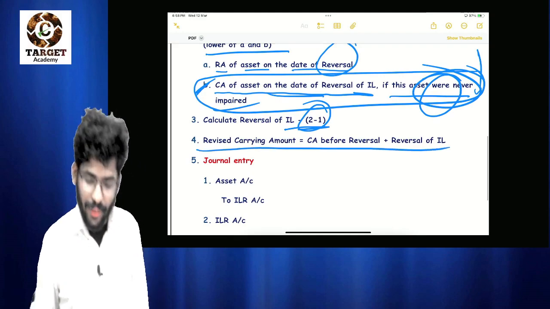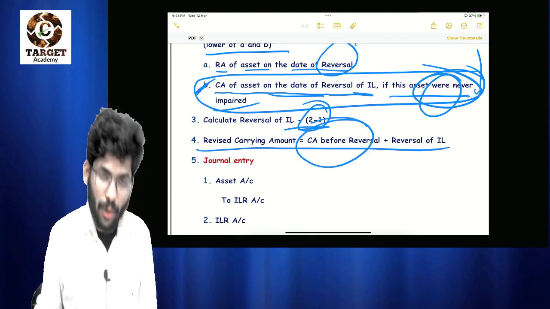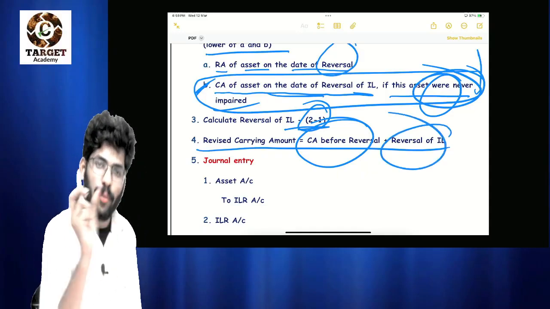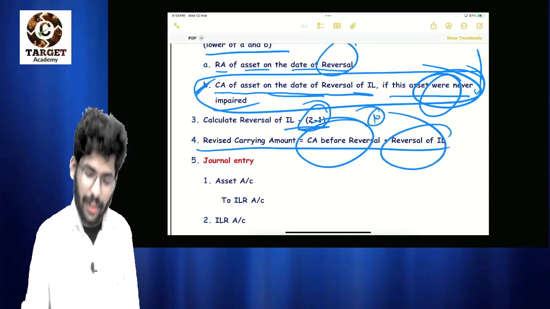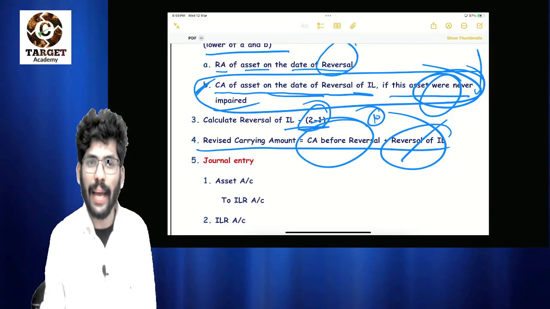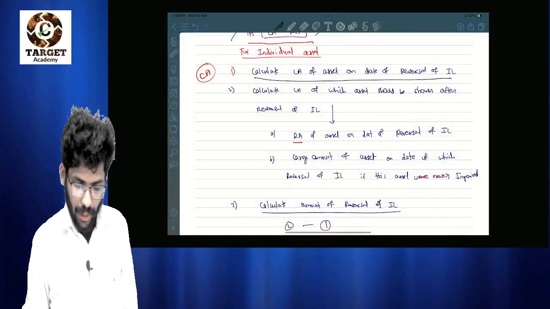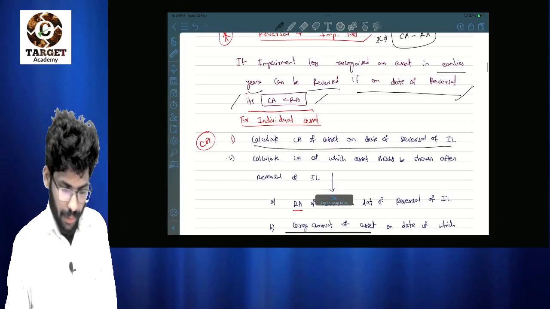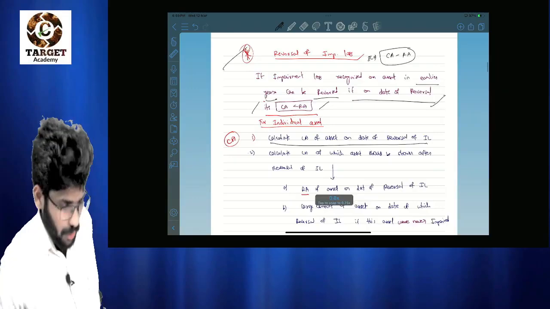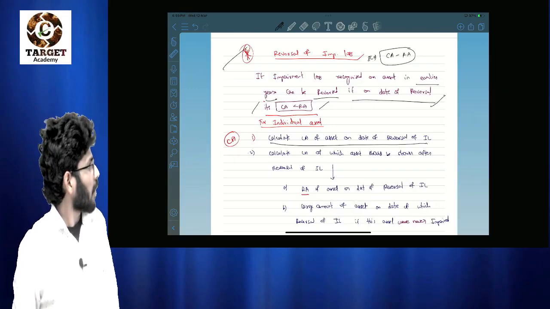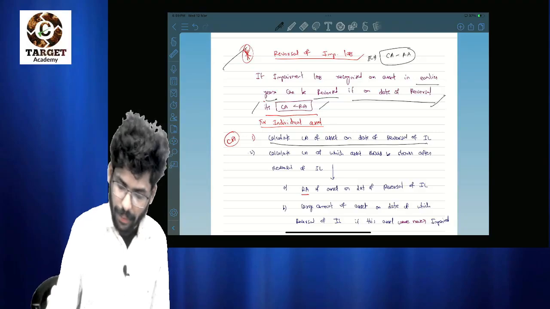What is the step for reversal? Carrying amount equals carrying amount before reversal plus reversal amount. Reversal amount how much here? 10. Correct or not? That should be the revised carrying amount. Please note down, guys. Note down this concept as well as the example also. Please note down fast.